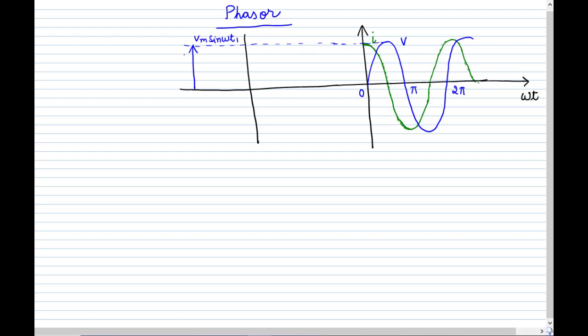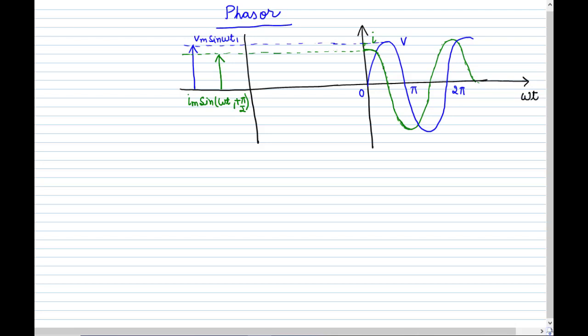This is the maximum value of the current. So here you can draw, this corresponds to Im sin(omega t1 + pi by 2). At this instant t1, we want to show that at any instant this current is always ahead by pi by 2.